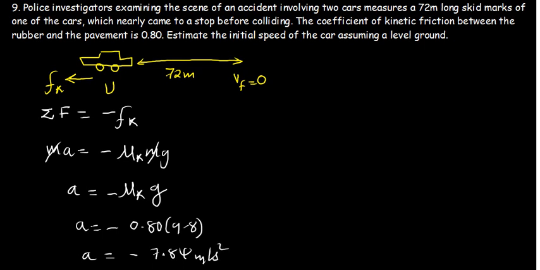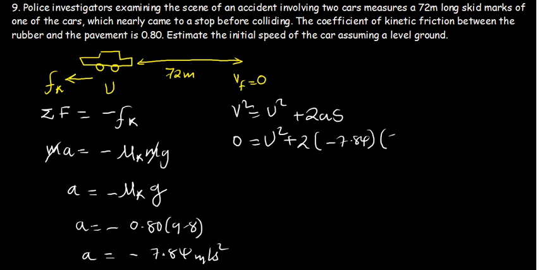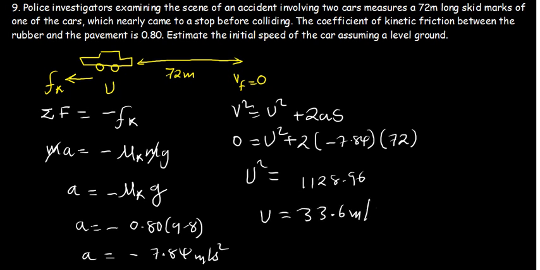And then we can now determine the velocity. Velocity final squared is given by velocity initial squared plus 2 acceleration multiplied by the distance. Final velocity is 0. The initial velocity is what we want, plus 2 acceleration is negative 7.84, and the distance moved before stopping is 72. So I'm going to take this term to the other side of the equation, so I remain with u squared. If we multiply 2 by negative 7.84 by 72, we get 1128.96, and square root both sides. Initial speed is 33.6 meters per second. So this is the initial speed.